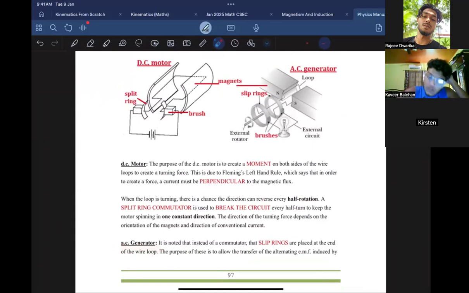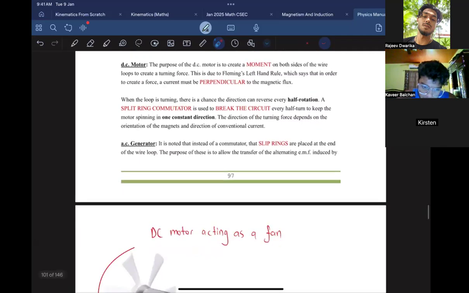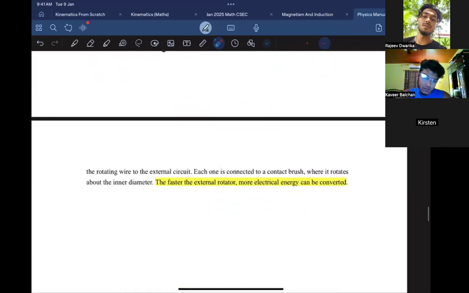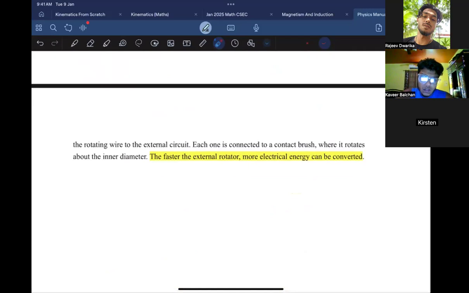AC generator. It is noted that instead of a commutator, slip rings are placed at the end of the wire loop. The purpose of these is to allow the transfer of the alternating EMF induced by the rotating wire to the external circuit. Each one is connected to a contact brush where it rotates about the inner diameter. The faster the external rotator, the more electrical energy can be converted.